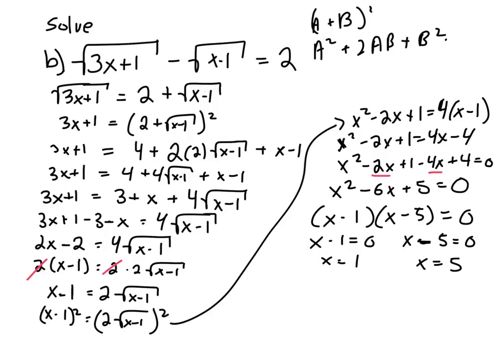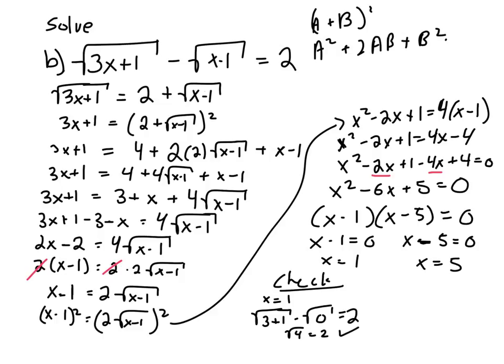Now lastly, let's check both solutions really fast. You can do it yourself as well; it's super easy to check. Make sure you're plugging into the original equation. Plug in 1: the square root of 3 times 1 plus 1, minus the square root of 1 minus 1, which is 0, equals 2. So this basically says the square root of 4 equals 2.